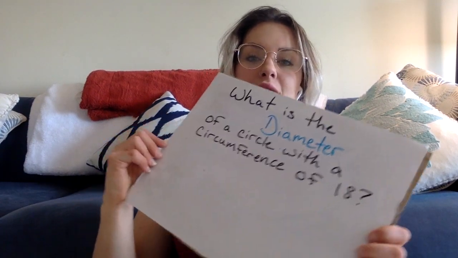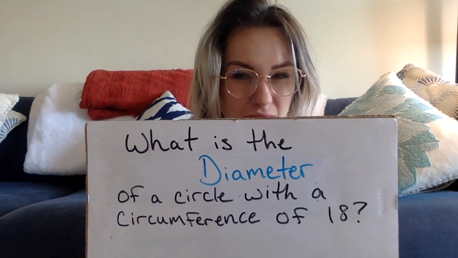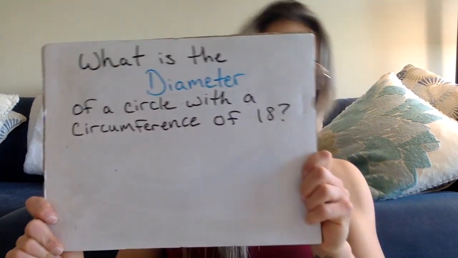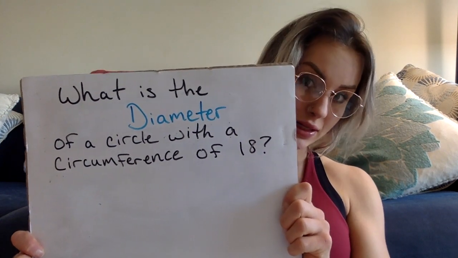So one thing you need to note is the fact that we can take this equation that we've learned and find the diameter. Okay, so I can ask you, what is the diameter of a circle with a circumference of, I'm going to say 18 today. So what we're going to do first is you are going to write the equation down. So C equals pi d.